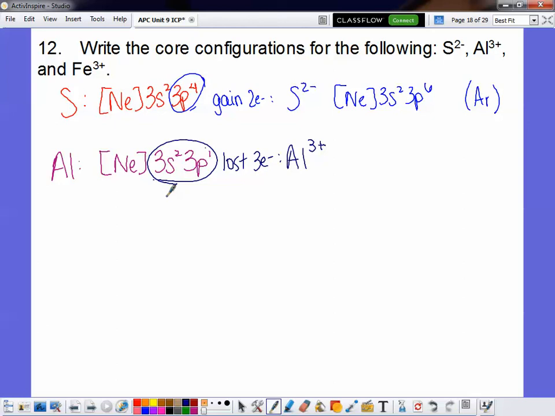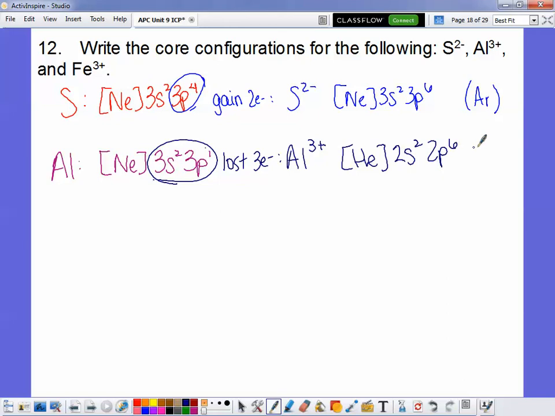So its configuration will look like neon, which will be helium and then 2s2, 2p6. So it drops down in energy level. It lost all of the electrons from the 3rd energy level. It's gone. Okay? This is stuff that you should have been able to do back in 1st year Chem. We always avoided the transition metals because they were weird, until you get to AP Chem.